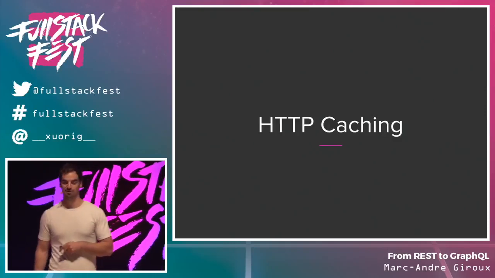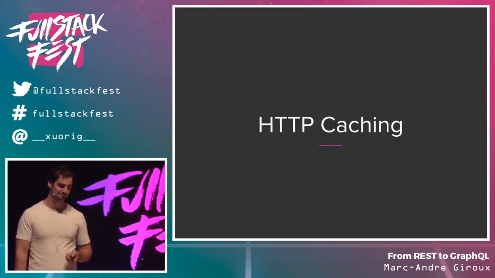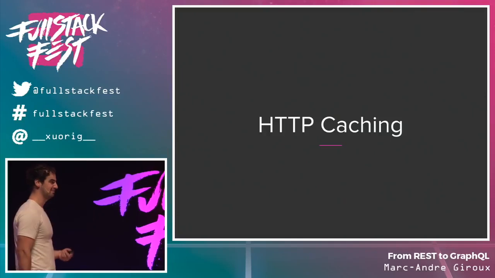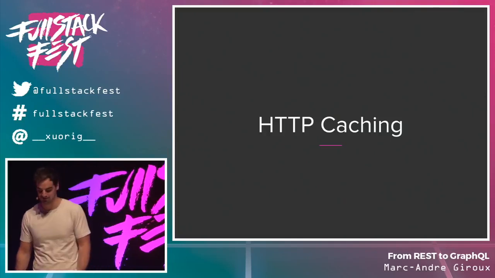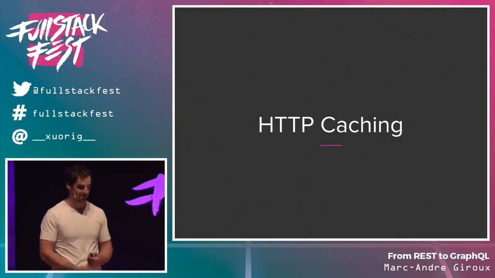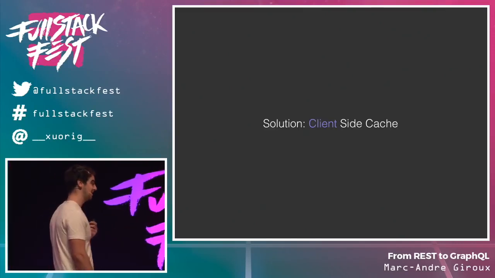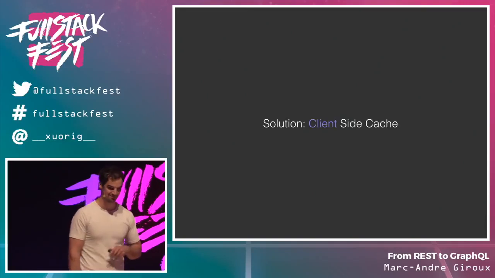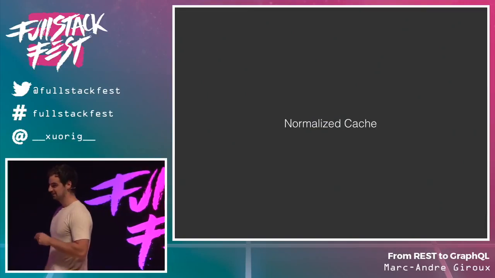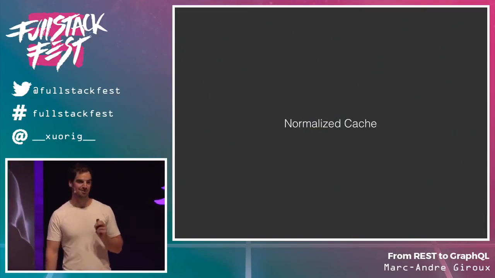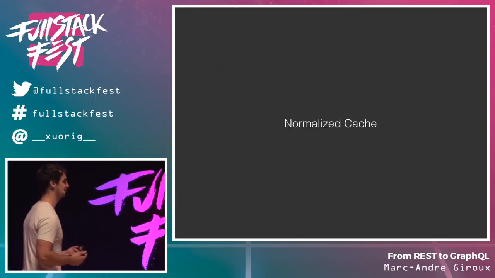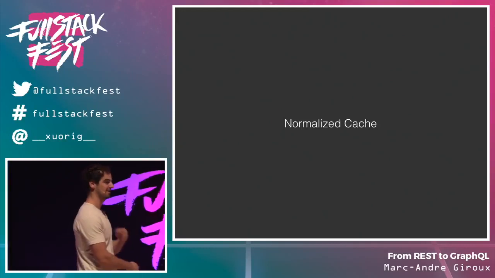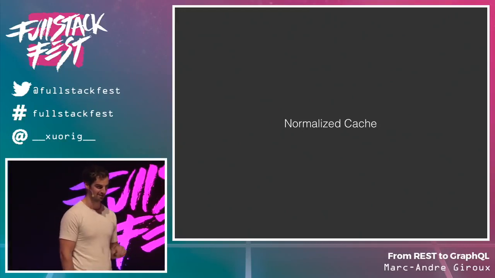Another issue we run into is HTTP caching. Because we post, and because our queries are not idempotent anymore, we can't really use that, right? We have to find another way, and that solution often is a client-side cache. This is the part that takes the most time and is the most difficult part to get with GraphQL, but it turns out it works really well, and it allows you to do really cool stuff after.